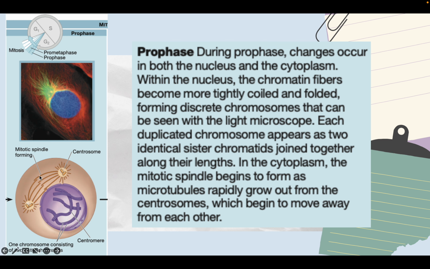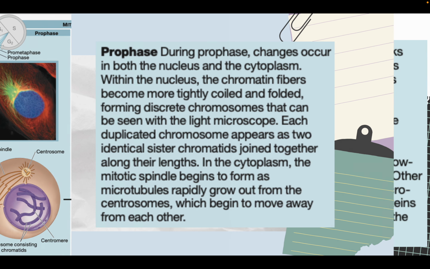Okay, so these are the spindle fibers. So they are moving away from each other, the centrosomes. So in prophase, the cell gets its act together, organizes its genetic material into clear chromosomes, and starts setting up the tools it needs for cell division.